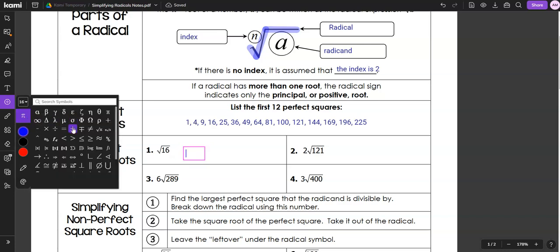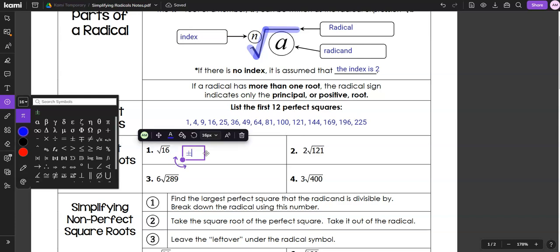So we're going to go over here to our symbols. 4. Positive or negative 4. Generally speaking, we will go ahead and stick with the positive root, and that's because we're working with positive numbers, distances, and such. So number 1 was fairly simple. Square root of 16 is 4.